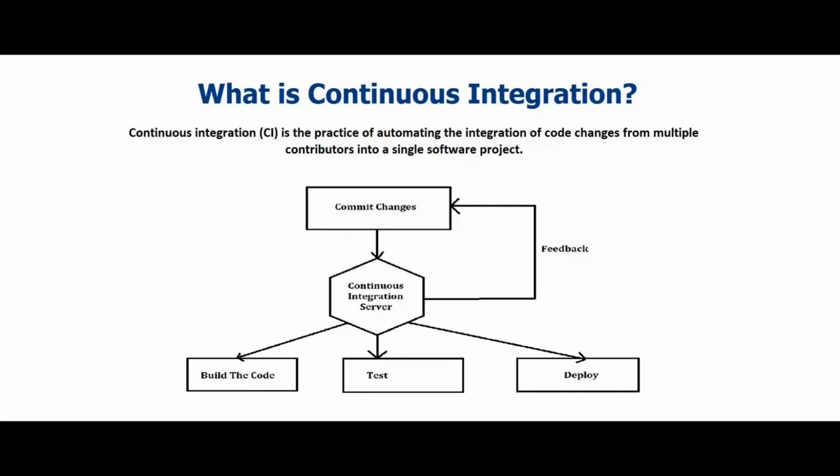So coming to the first part, continuous integration. What is continuous integration? Continuous integration is the practice of automating the integration of code changes from multiple contributors into a single software project. Now let us try to understand this with the help of this diagram.